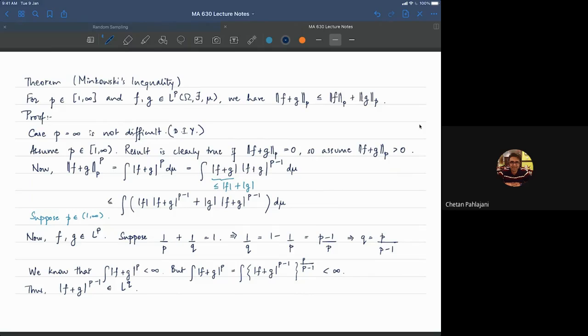Again, I don't need to specify which measure space we're working on. Everybody knows that. So now I'll use Holder's inequality.